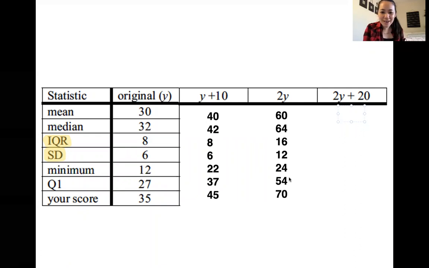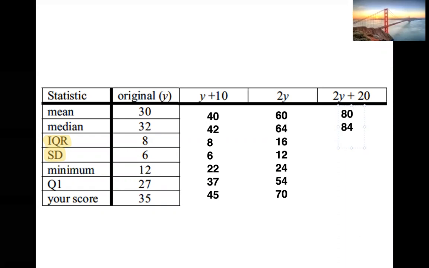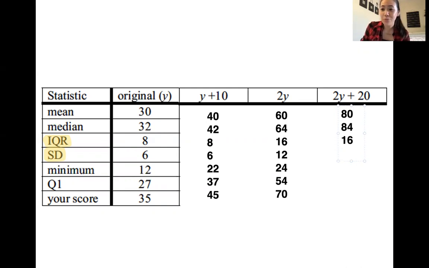Okay, let's see what you guys got then. Here we go. Starting with the mean, Kathleen, what did you get for the mean? 80. Good, nice. All right, Winter, what did you get for the median? I got 84. Good. All right, Brendan, what did you get for the IQR? I got 16. Good. Yeah, 16. It gets doubled, but there's no plus 20. Nice.